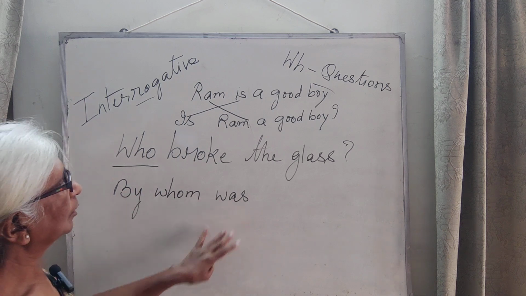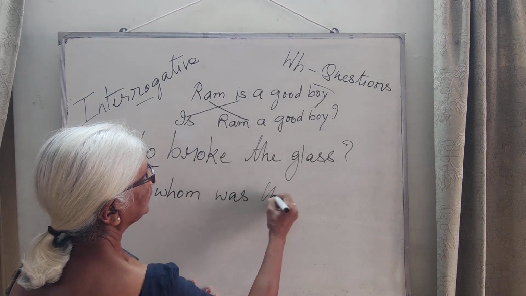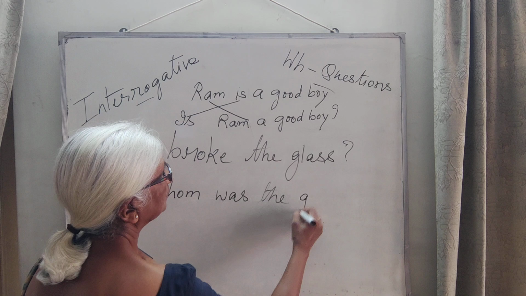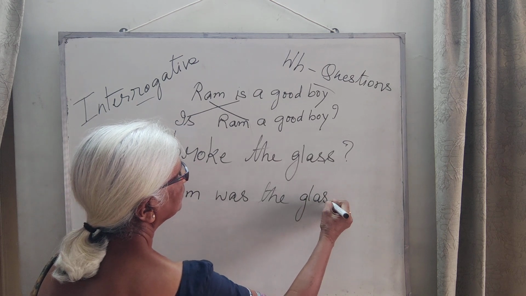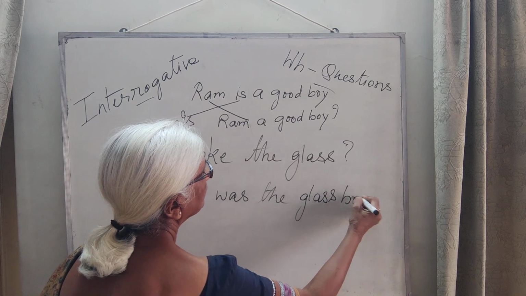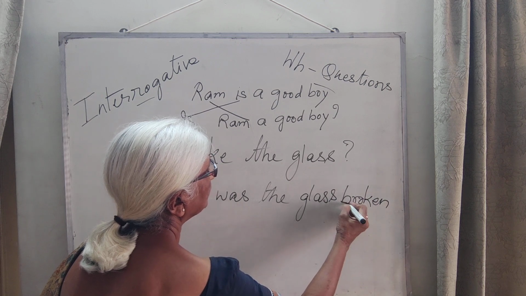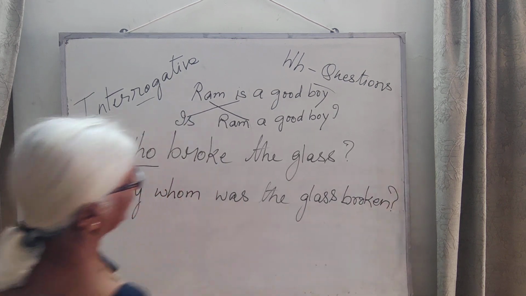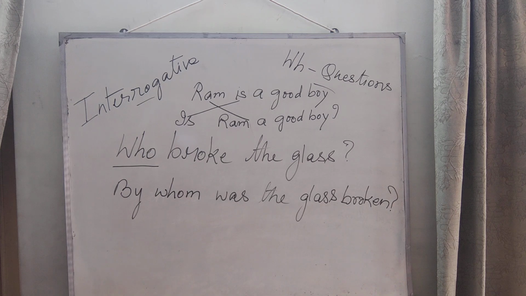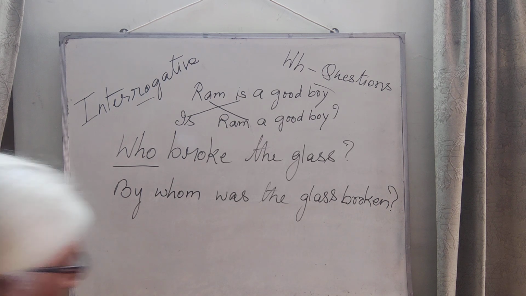By whom was the glass broken. By this time, you know what a past participle is, so I did not explain it again. Okay, who broke the glass? By whom was the glass broken? Fine. Let us go for the next sentence.